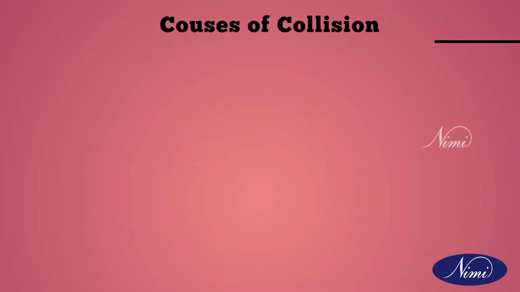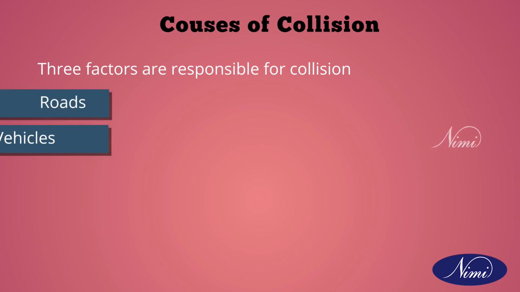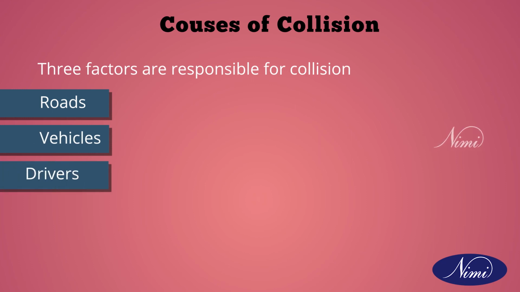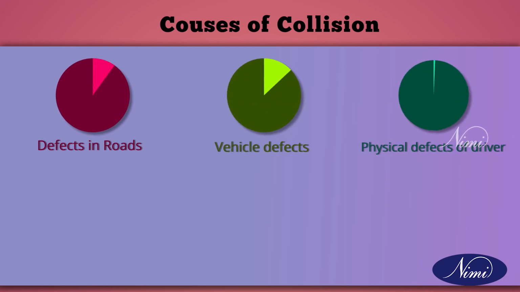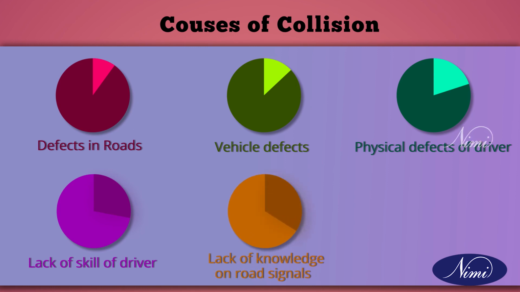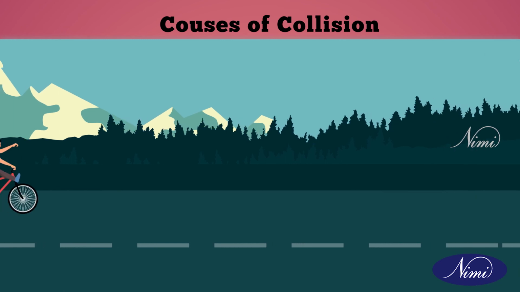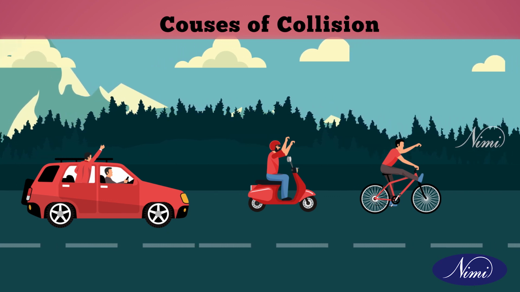The main causes of collisions. Three factors are responsible for collisions on the roadsides. One is the condition of the road, second one condition of the vehicles, and third the attitude of the drivers. Defects in road, vehicle defect, physical defects of driver, or lack of skill of driver, or lack of knowledge on road signals, or wrong attitudes of the driver are the main causes of collisions on roads. This figure shows approximately the causes of collision.